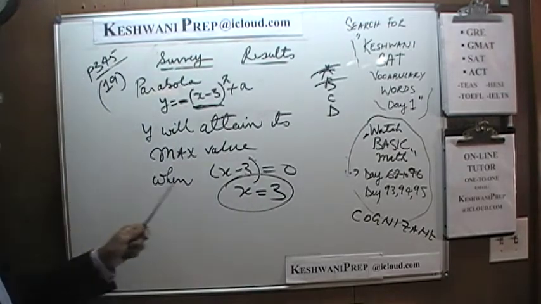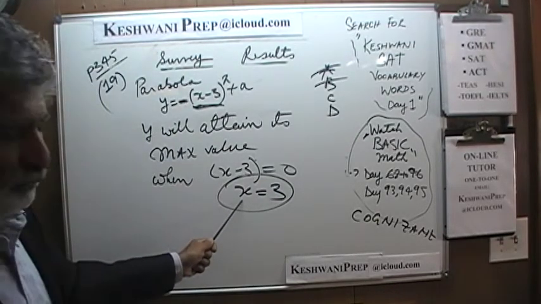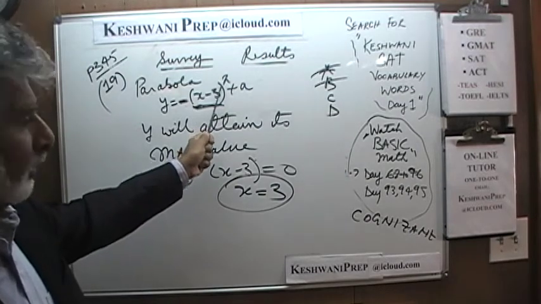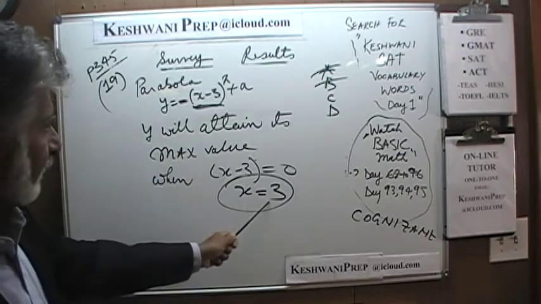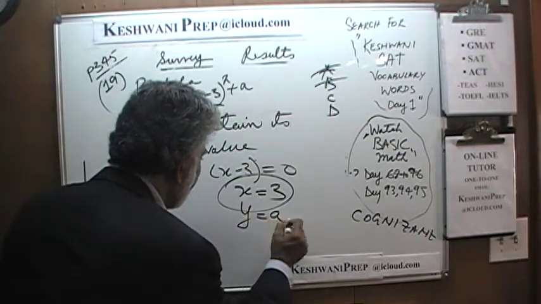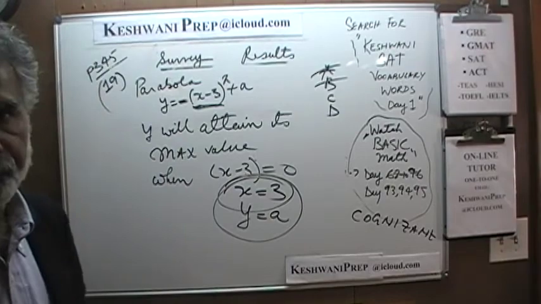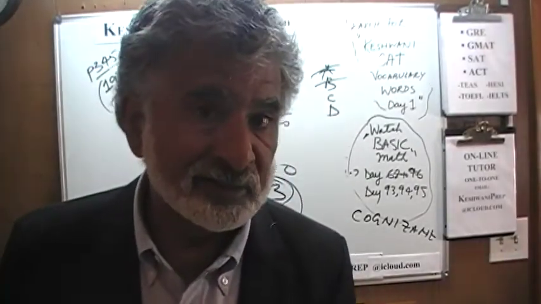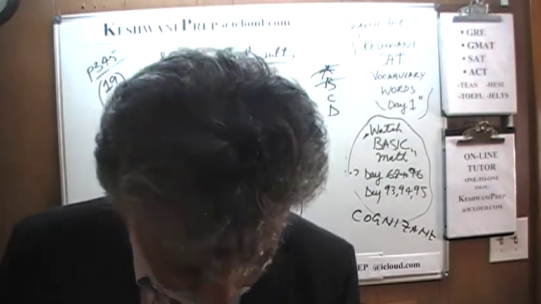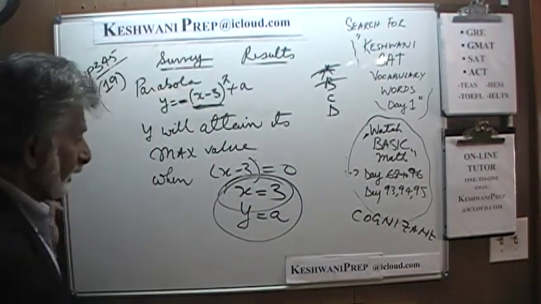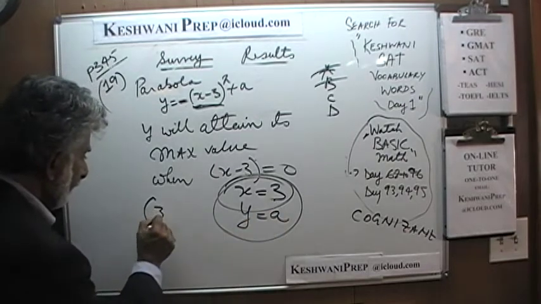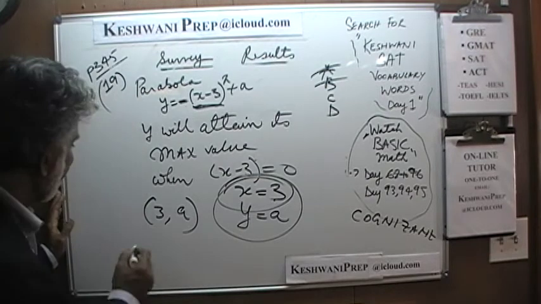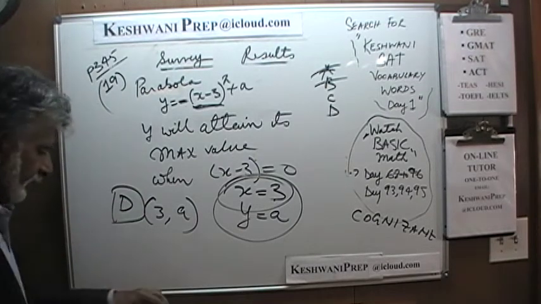Voila. When x is equal to 3, one more time, follow my marker and follow me. You put 3 in here, 3 minus 3 is 0. That whole thing becomes 0. So when x is equal to 3, y is equal to a, and that is the maximum that we will have. So the answer is not A or B, it is either C or D. We have established that it attains its maximum when x is equal to 3 and y is equal to a. There we go, and that is answer choice D.